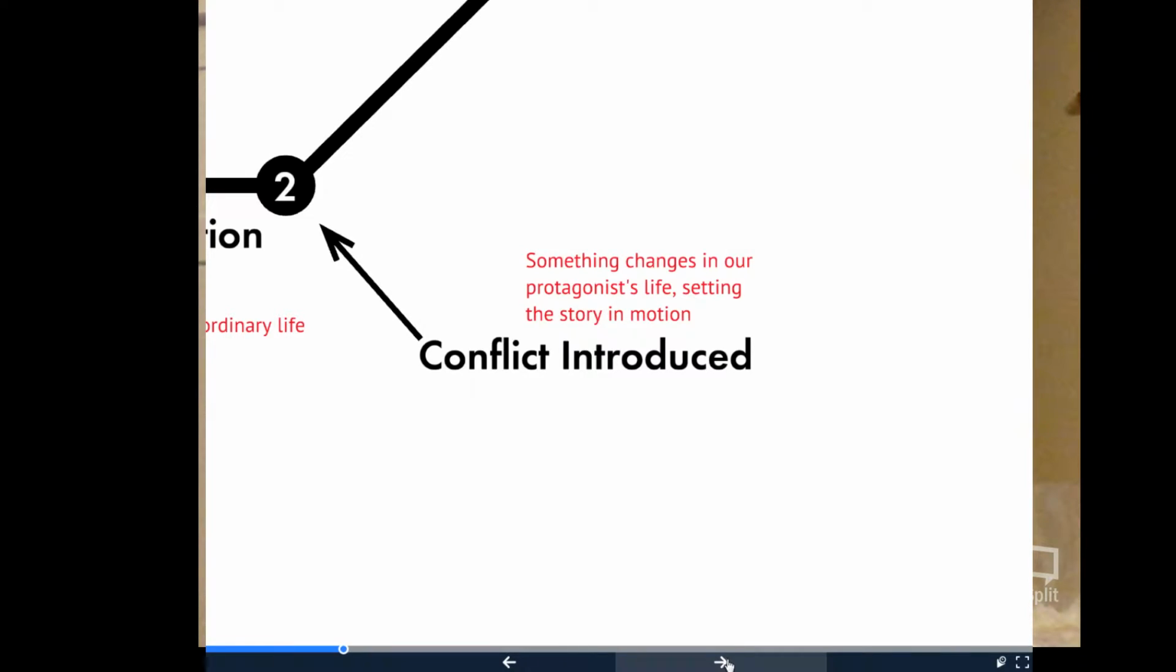Okay. So something's changed in our protagonist's life. Something to the main character is going to happen. It's going to set them in motion. Like I said, it's got to be the catalyst. It's got to be some sort of drama here. This could be a good thing or a bad thing, but it's definitely something other than ordinary life.